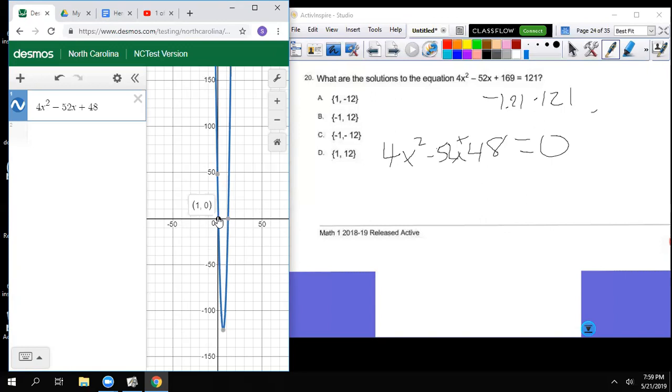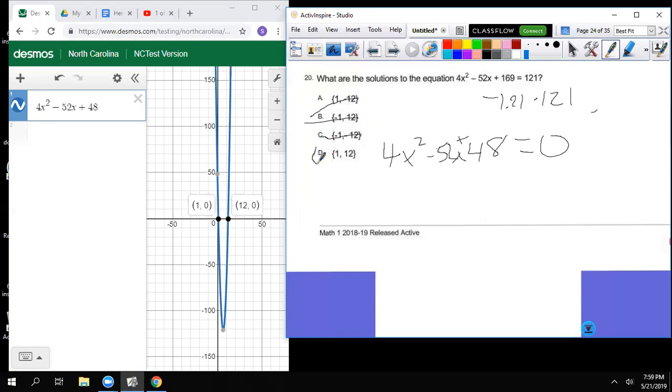I have 1, 0, and I have 12, 0. All right. So my x-intercepts are at 1, 0, and 12, 0, and with my curly brackets, exactly what we see here, I can just list my x values inside. So I have a positive 1 and a positive 12. Is A my choice? No, it's not, because it has a negative 12. Is B my choice? No, because it has a negative 1. Is C my choice? No, they're both negative. So D, by process of elimination, would be my answer, because I have positive 1 and positive 12.